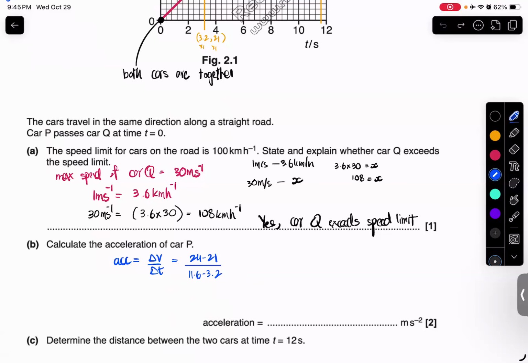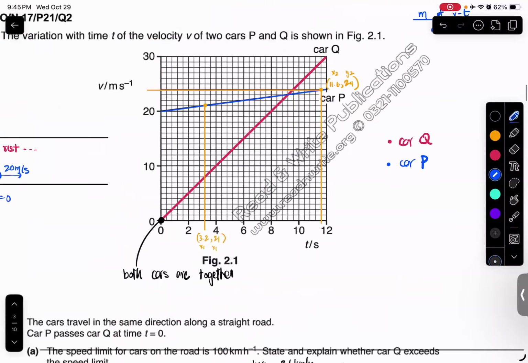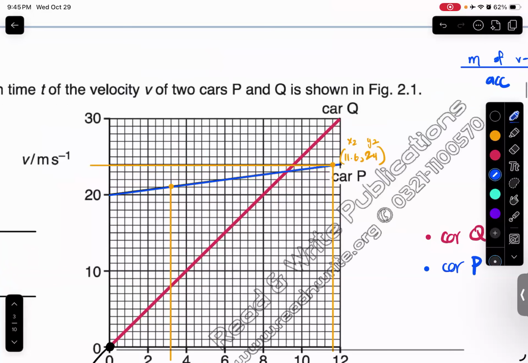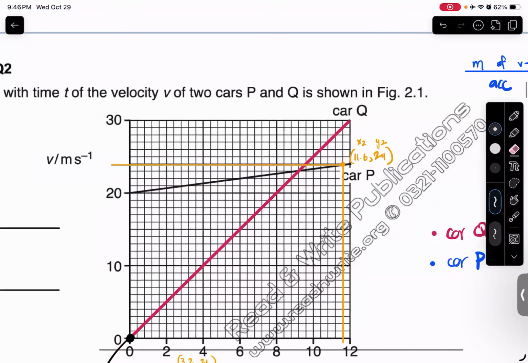Let's calculate it. Yes, Anya, what did you get? I got 0.33, but I chose different points also. Okay, that's fine. 11.6 minus 3.2. So I got my answer as 0.357. Your answer was 0.33? Okay, 0.33 seems close enough. Let me see if he shows the right points. But that should be right. It's close enough.